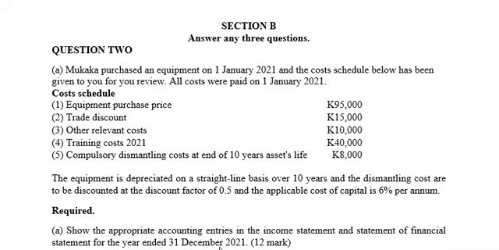We are also told that the equipment is depreciated on straight line basis over 10 years. And the dismantling cost is to be discounted at a discounting factor of 0.5, and the applicable cost of capital is 6% per annum.